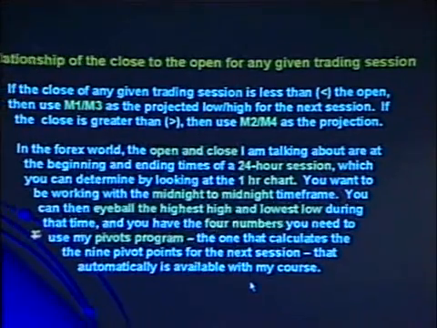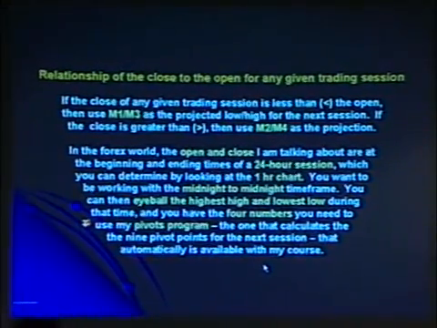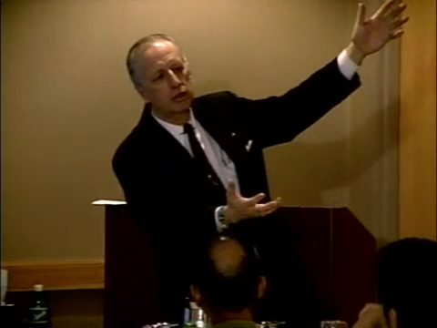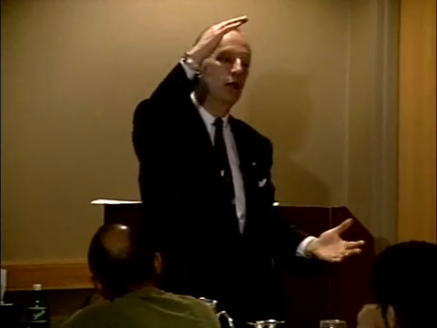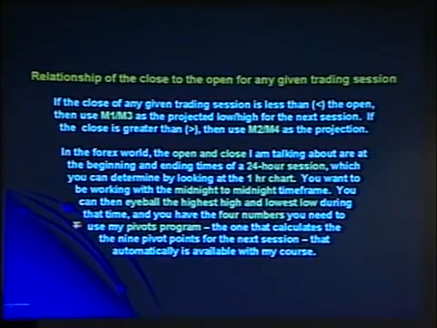Now, just a point of explanation here. This question sometimes comes up. Based on my calculations, looking at the last 24-hour session, if it closed low in relation to the open for that 24-hour session, you use M1, M3 as the estimated low and high for the next session. If the close for the last session was above the open for the last 24 hours, you use M2, M4 as the projected low and high for the next trading session. That's all that slide says.